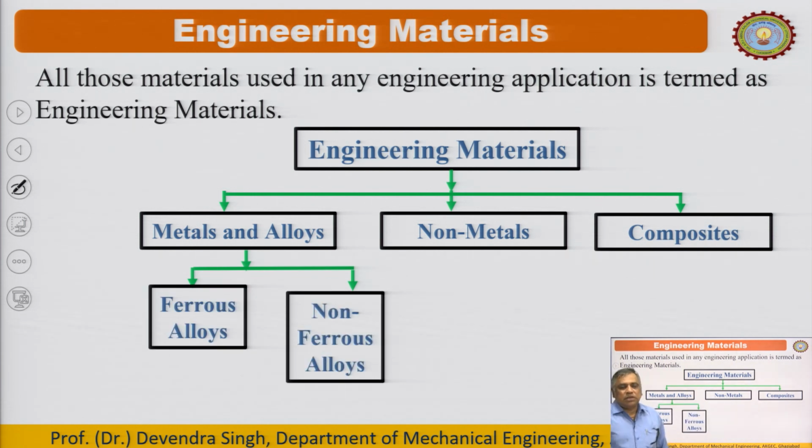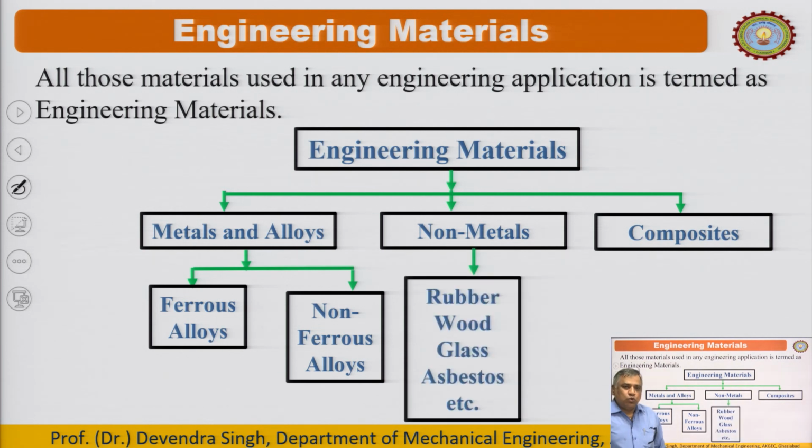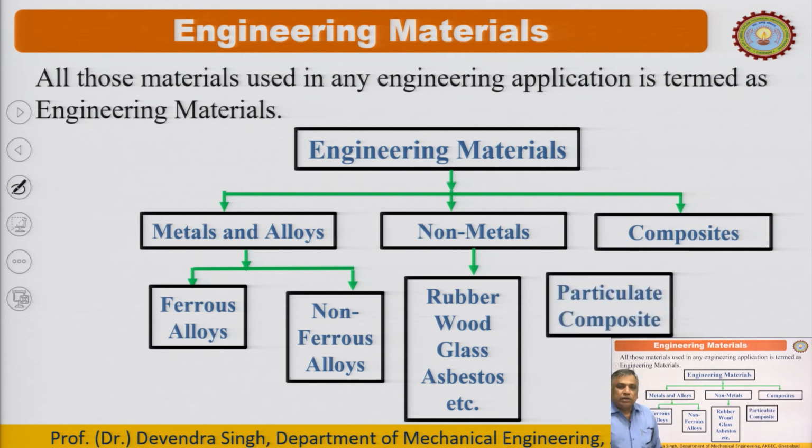The basis is iron, then the ferrous alloys like steel, which is a ferrous alloy, that is carbon and iron. Non-ferrous alloy where basically there is no presence of iron, like aluminum alloy, copper alloy, gunmetal, brass, these are the non-ferrous alloys. Non-metals like wood, rubber, glass, asbestos, these are the non-metals, and composites are the combination of the two materials.